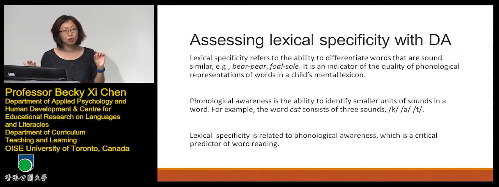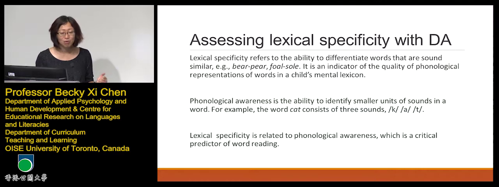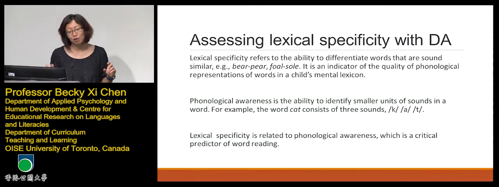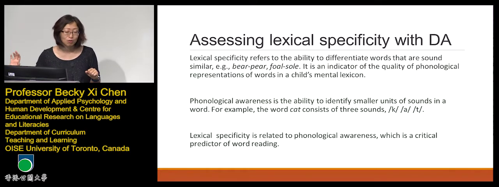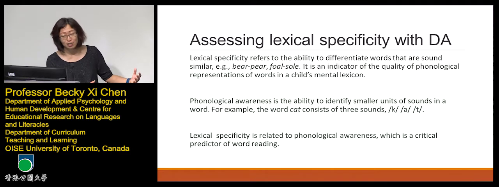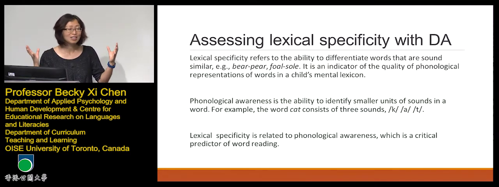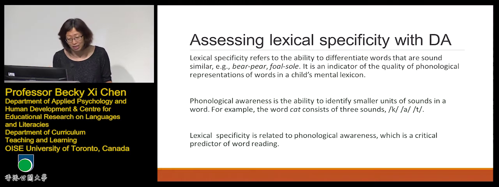They have to be able to differentiate between these words that sound similar, right? Bear and pear, fo and so. If they can't tell the differences between these words, they will get confused. That's why having this lexical specificity is important for high quality phonological representations. If the quality of the representations is poor, then all of these words sound similar, and they constantly get confused in speech and then in reading.